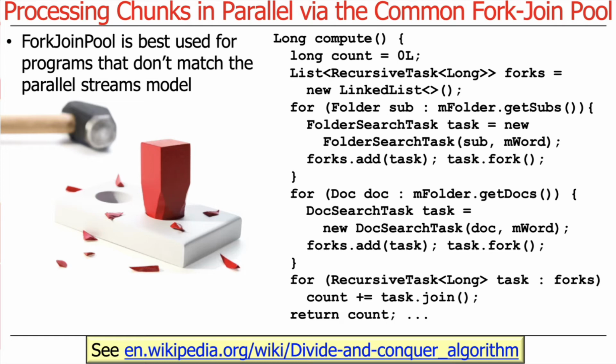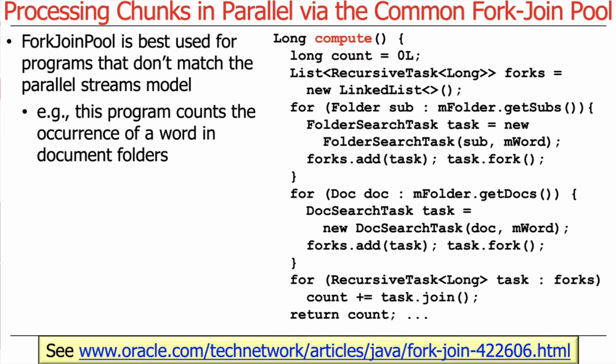And here's a simple example that you can read more about at this link here. They've got the source code in this example. This is basically a program that counts the occurrences of a word in a recursively structured document hierarchy full of folders and files and subfolders and so on. The thing to note is that in this case, breaking things up into chunks is not easy, because you've got variable size stuff, and each folder might have lots of files and lots of subfolders, or a few files and a few subfolders. So the parallel streams approach may not be the best approach.